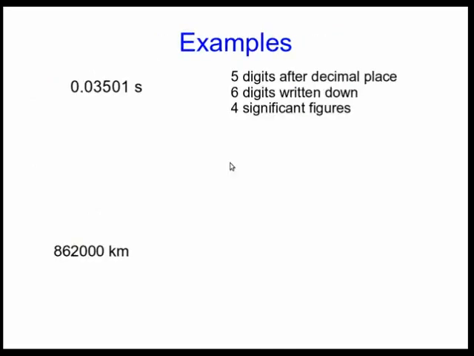So let's look at some examples. Here's the first example. Look at that number. It has 5 digits after the decimal place, and there are 6 digits written down. But I'll tell you, it has only 4 significant figures. And the point is, these 2 zeros here are to tell you that the first significant figure, this 3, is in the hundredths of a second place. So they're there to establish the order of magnitude. Everything after that is a significant figure.